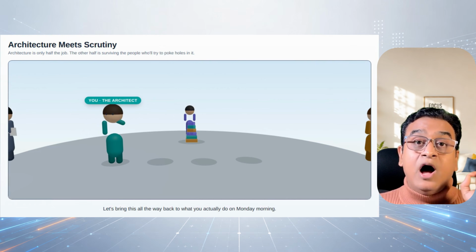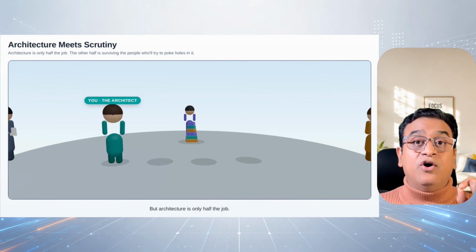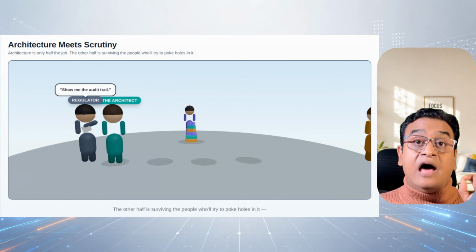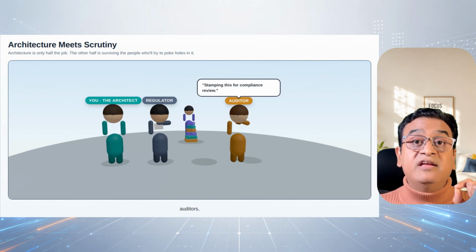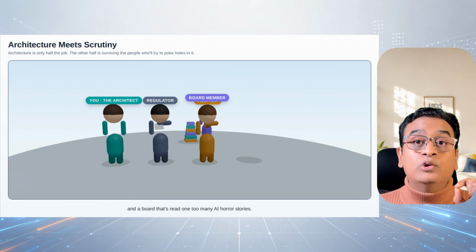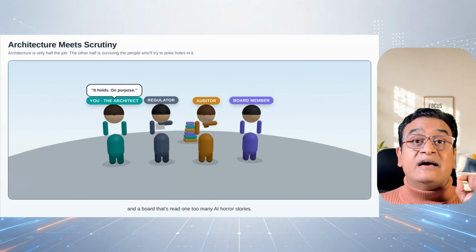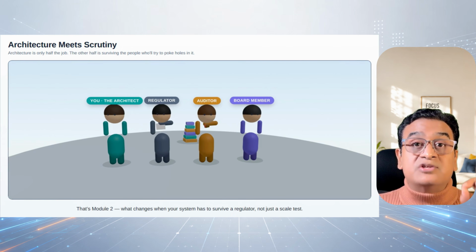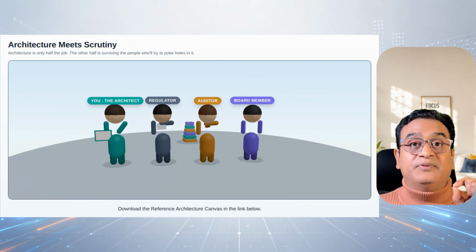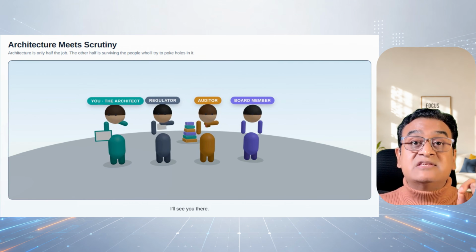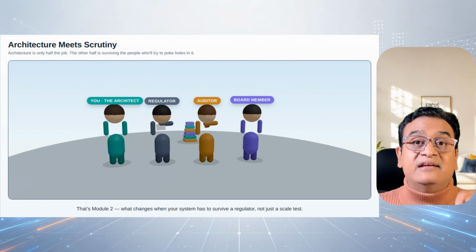You now know how to spot the architecture decision hiding inside every AI initiative on your desk. But architecture is only half the job. The other half is surviving the people who will try to poke holes in it. Regulators, auditors, and a board that's read too many AI horror stories. That's module 2. What changes when the system you are architecting has to survive a regulator, not just a scale test.